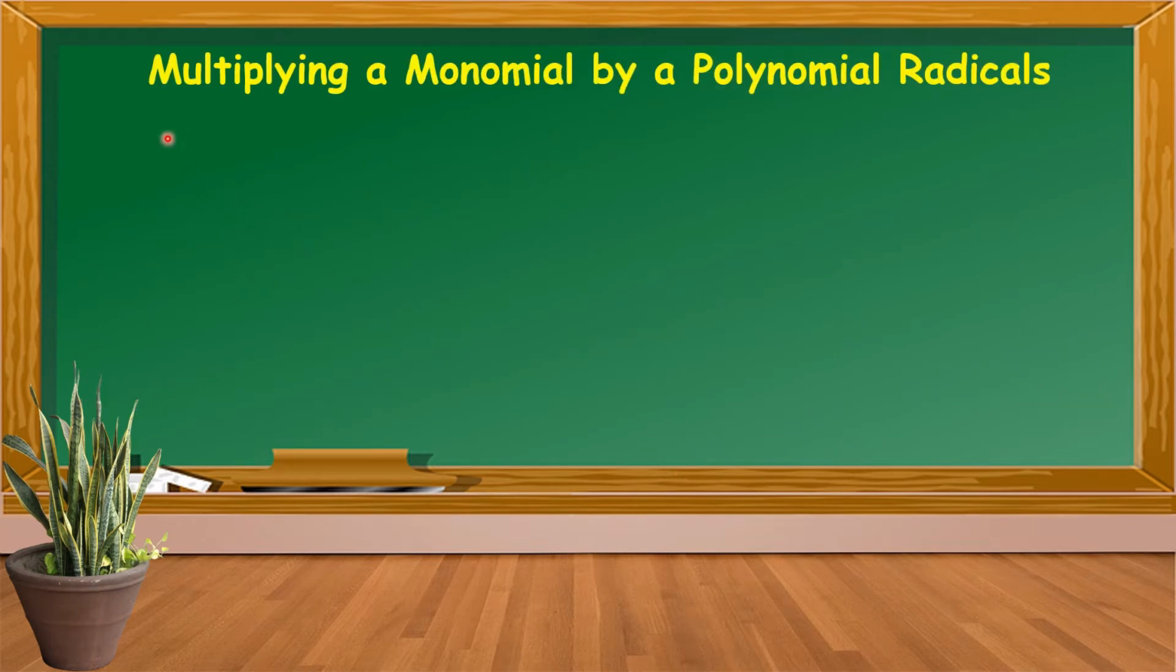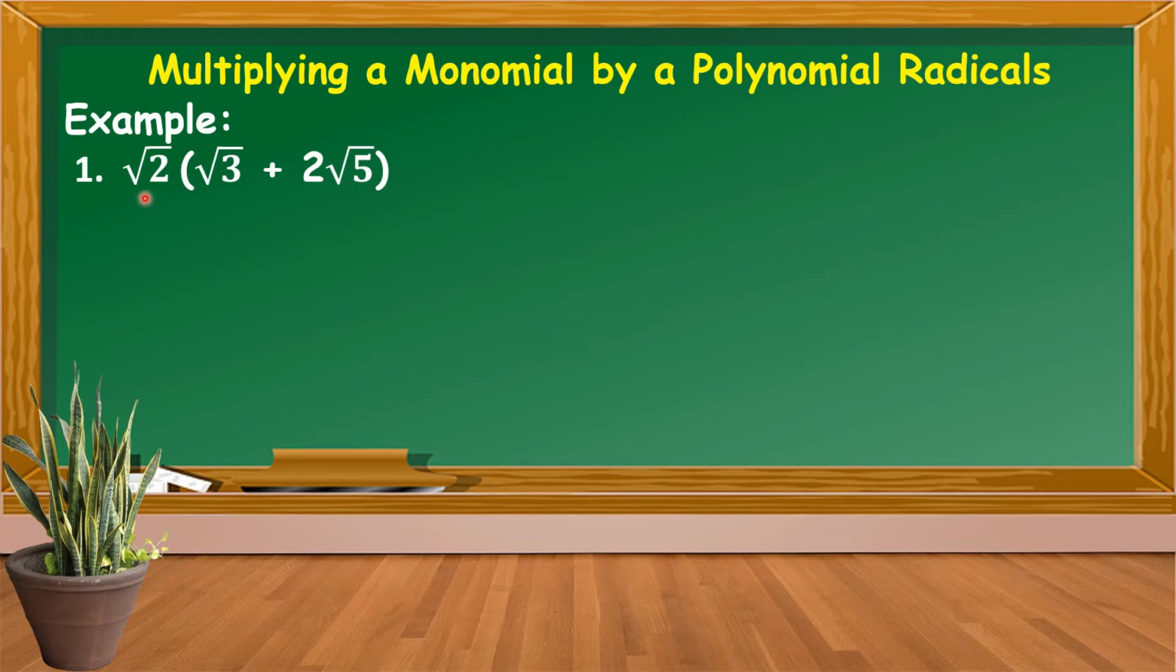Now, we will proceed to multiplying a monomial by a polynomial radicals. So, meaning mono, isa lang. One term. Polynomials, marami. So, example number 1. Square root of 2 times square root of 3 plus 2 square root of 5. So, si monomial is si square root of 2. And ito yung polynomial natin. So, by using the distributive property, we can multiply these radicals here.